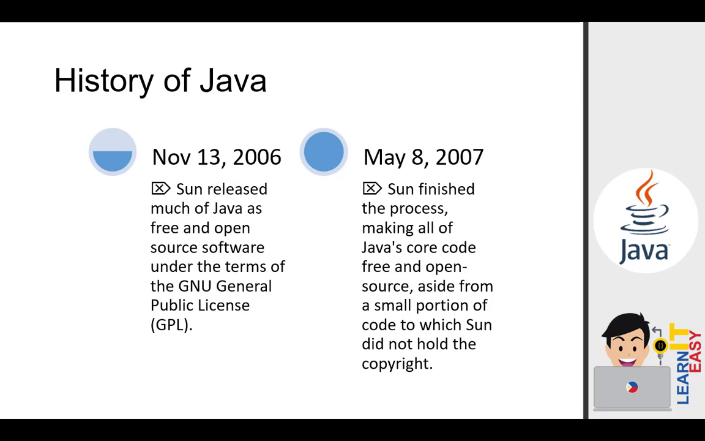On November 13, 2006, Sun released much of Java as free and open source software under the terms of the GNU General Public License or GPL. While on May 8, 2007, Sun finished the process of making all of Java's core code free and open source, aside from a small portion of code to which Sun did not hold the copyright.